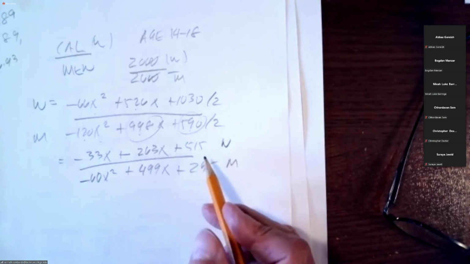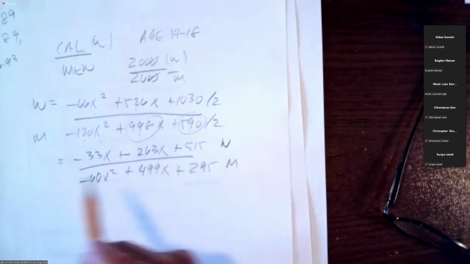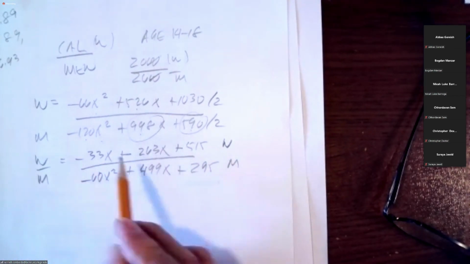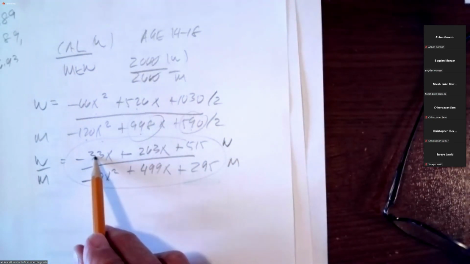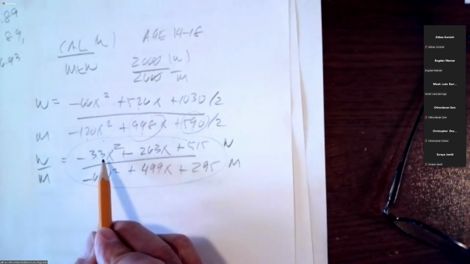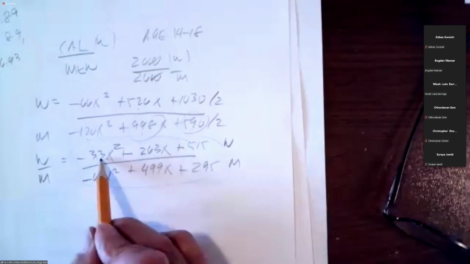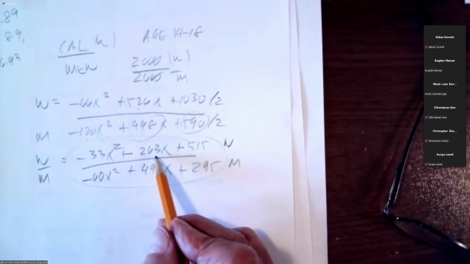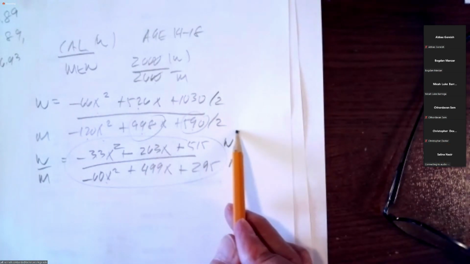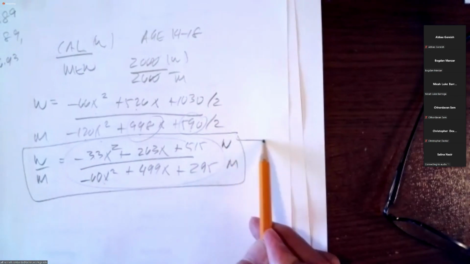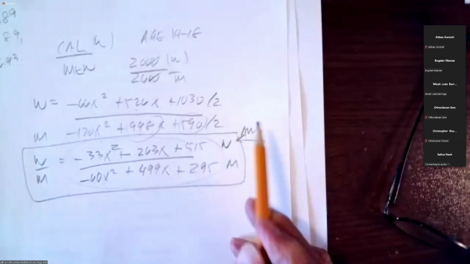So if we put those two equations over each other, women over men, and simplify, we should get something that looks like this, shouldn't we? Negative 33, that's a square. And that's a square. So negative 33x squared plus 263x plus 515 over negative 60x squared plus 499x plus 295. That's what it will look like, and is that what you have? Is that the answer you're looking for?